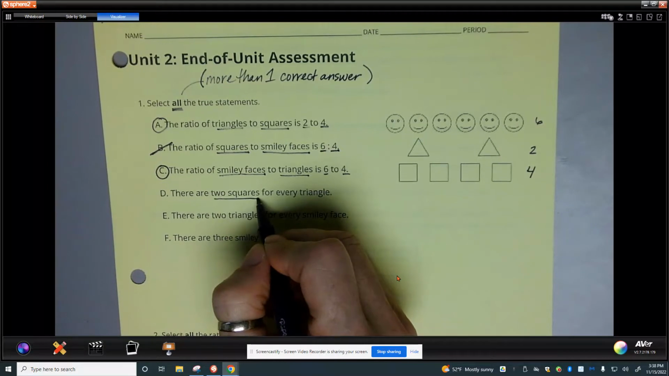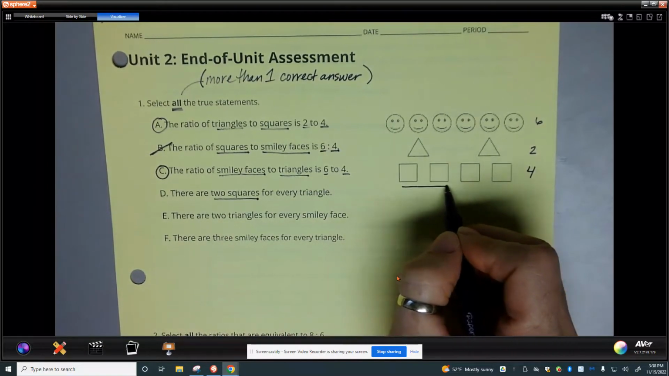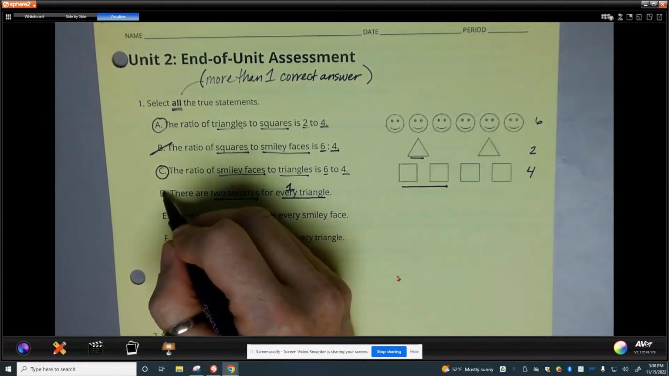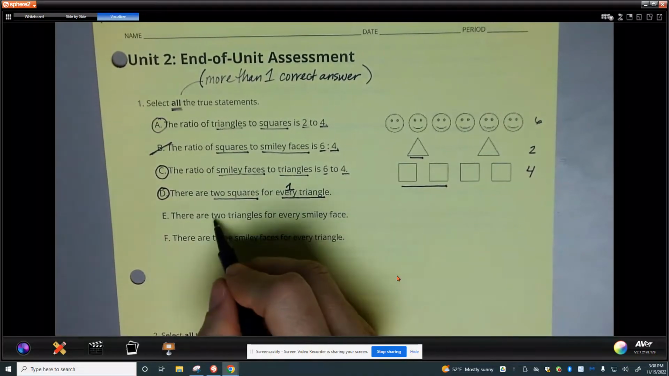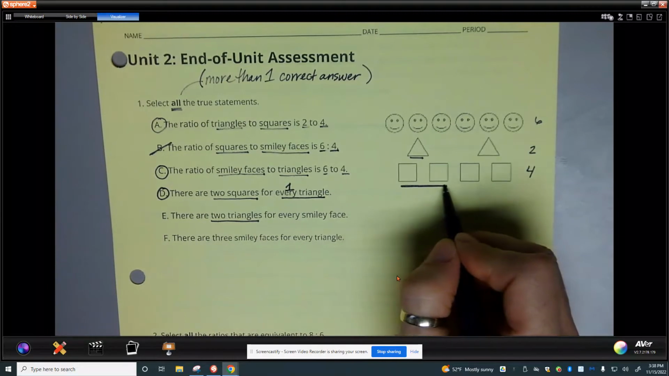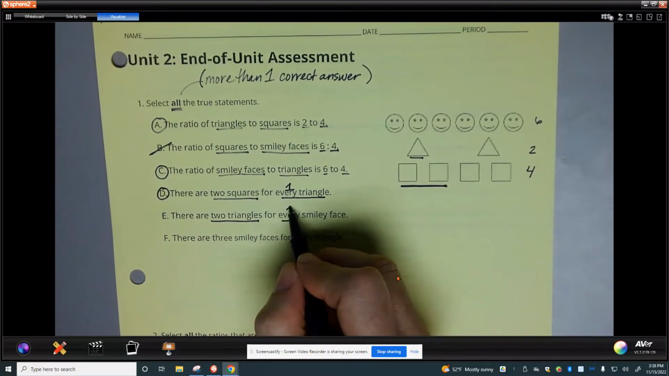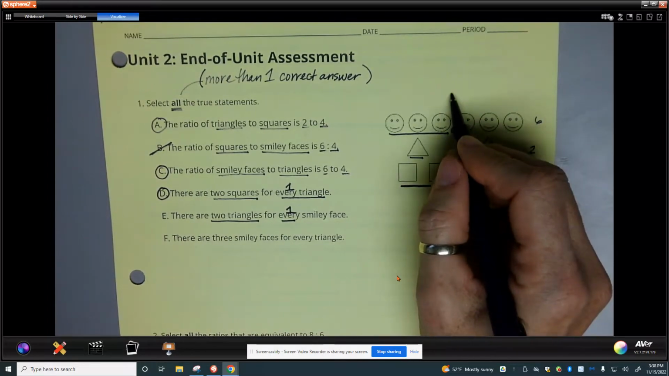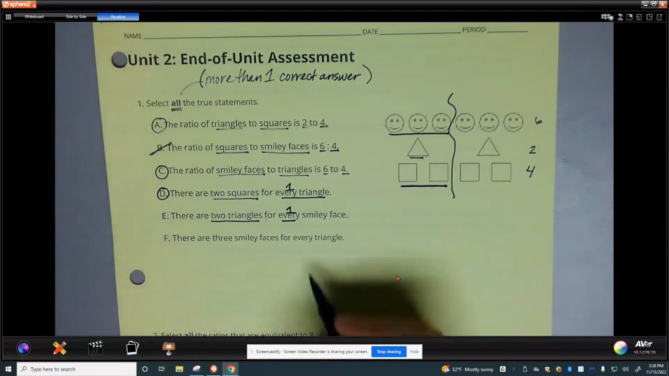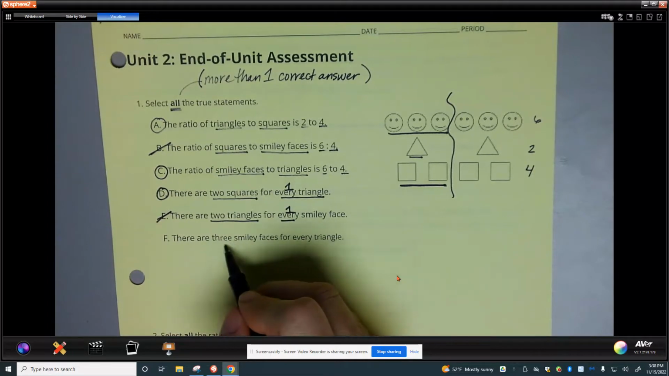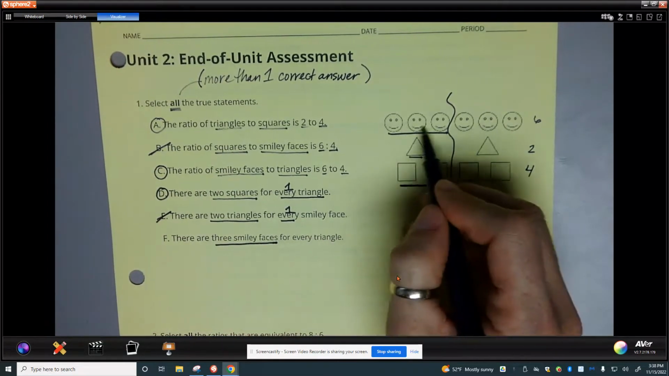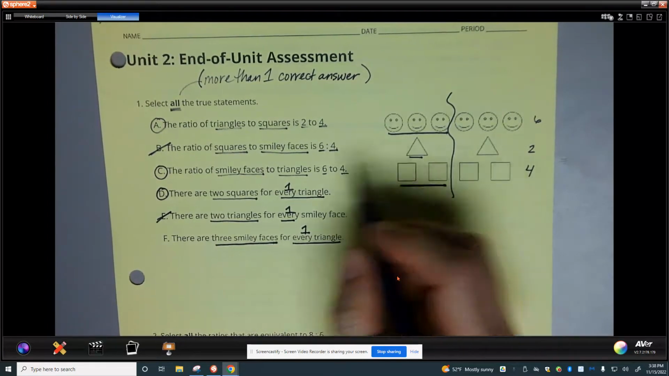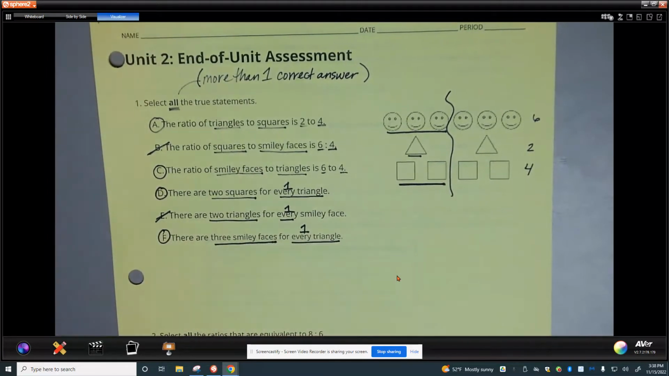There are 2 squares for every one triangle. Every means 1, so that is correct. There are 2 triangles. Here's my 2 triangles for every one smiley face. I would say that's not correct, because if we split that, that would be 3. There are 3 smiley faces, 1, 2, 3, for every one triangle. That is also correct.